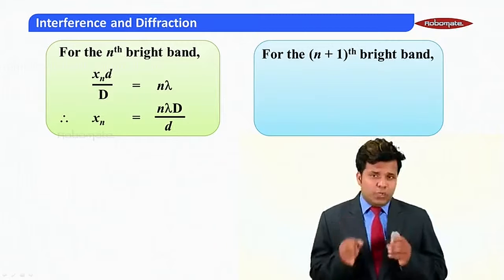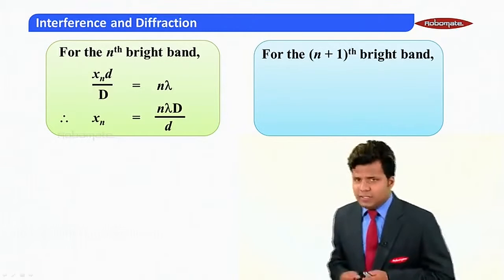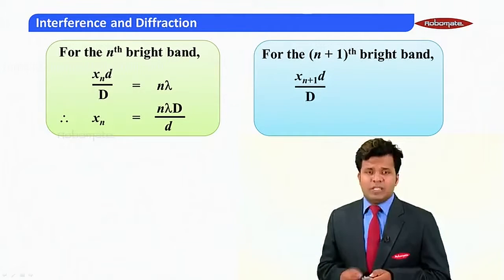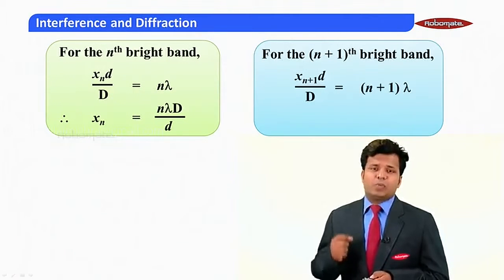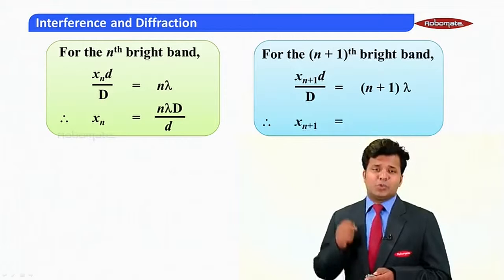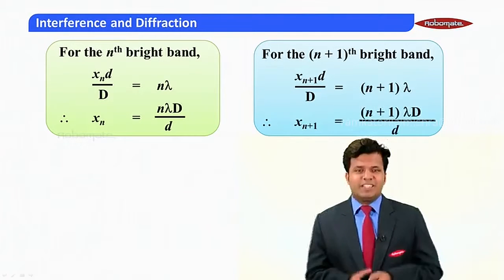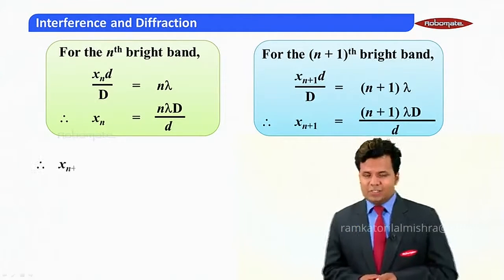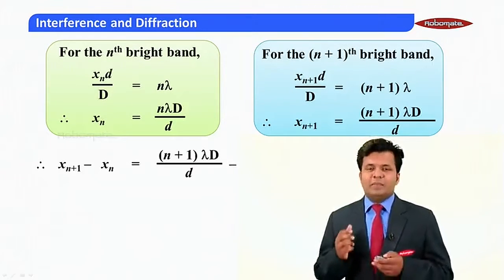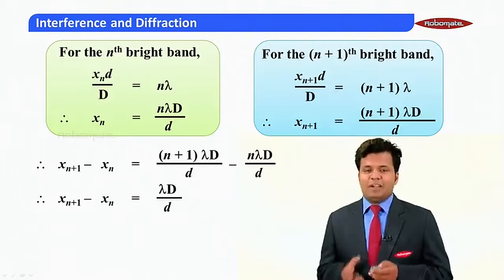Likewise, for n plus 1, students, just do one single thing. Instead of n, substitute n plus 1. And what value would we obtain? We would get xn plus 1 d by D equals n plus 1 lambda. So xn plus 1 would be equal to n plus 1 lambda D by d. But this is not the fringe width. We need to subtract. So on subtracting, my values would be n plus 1 lambda D by d minus n lambda D by d, which would give me directly lambda D by d.